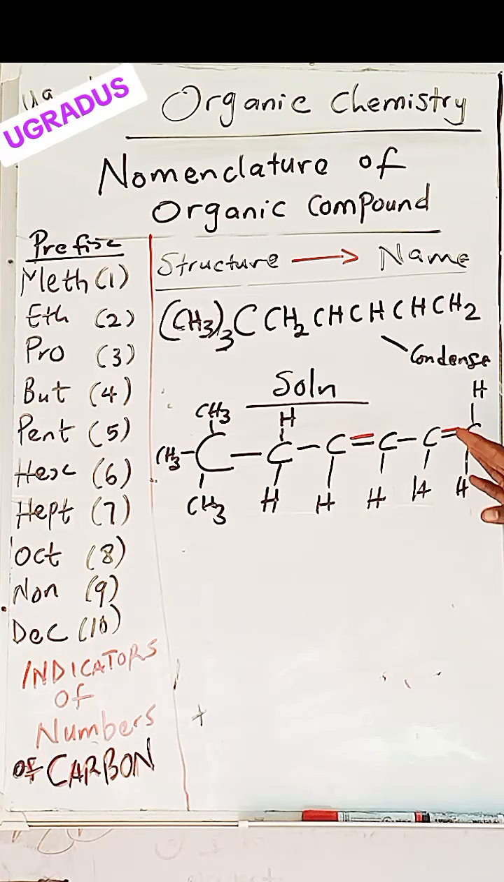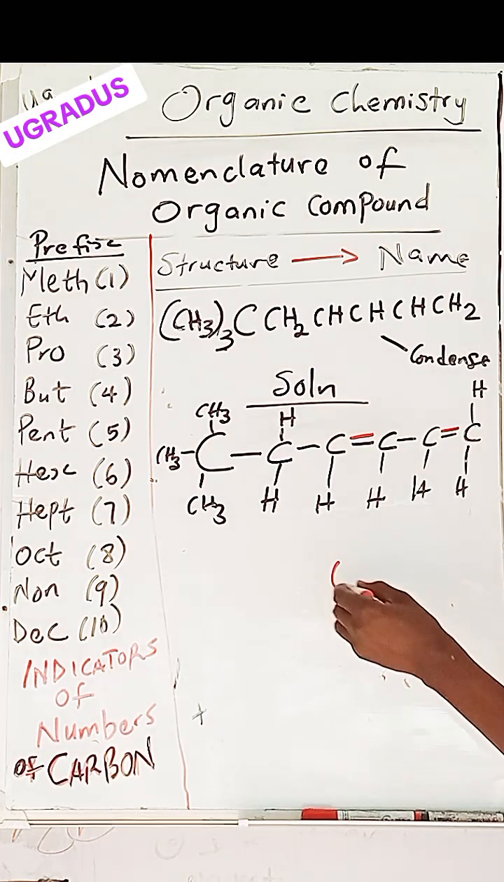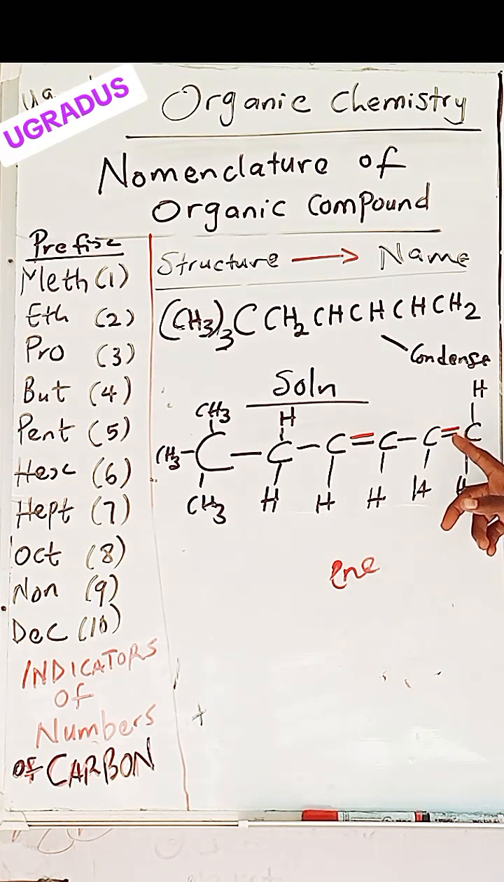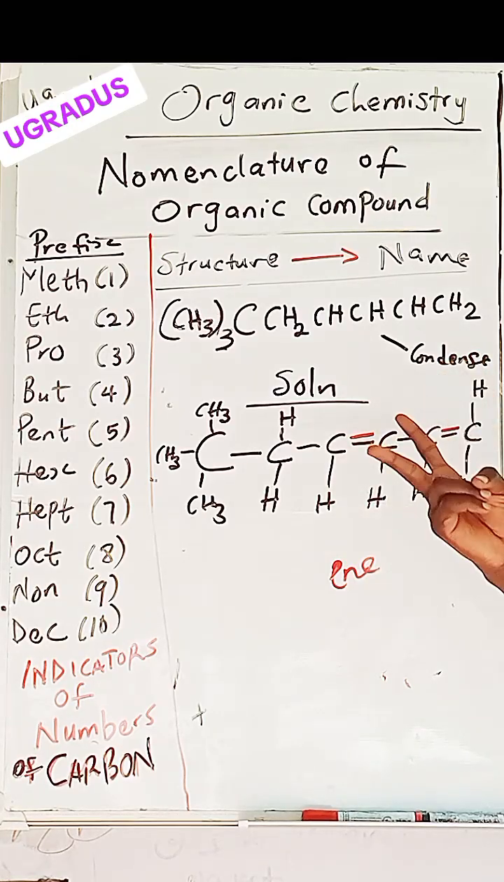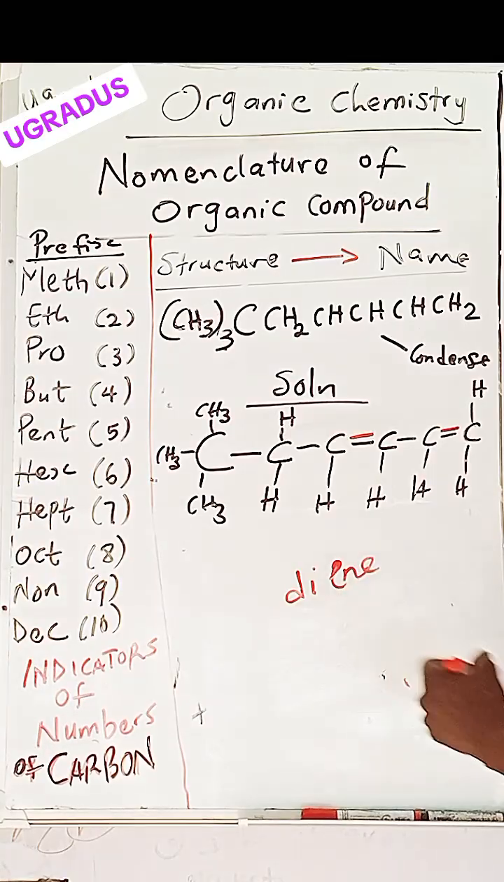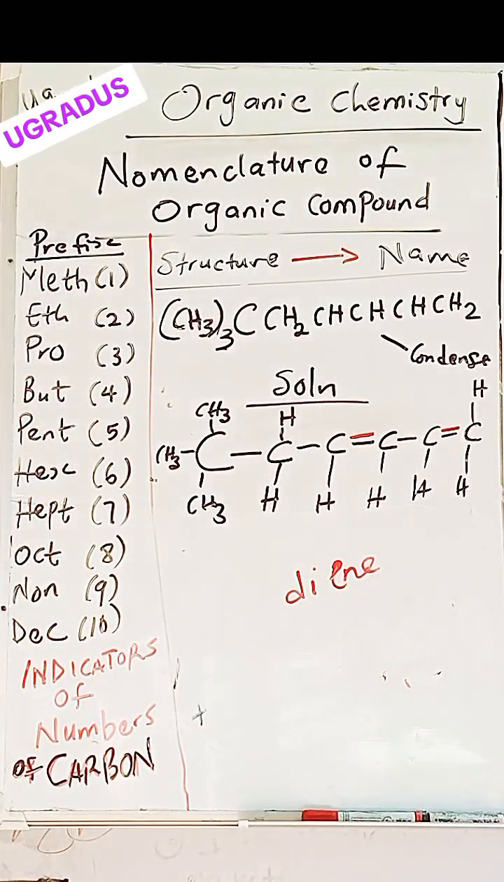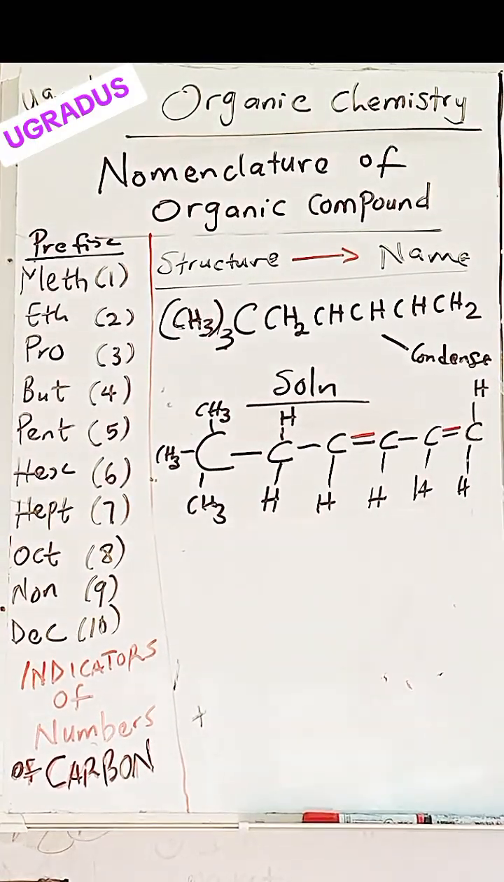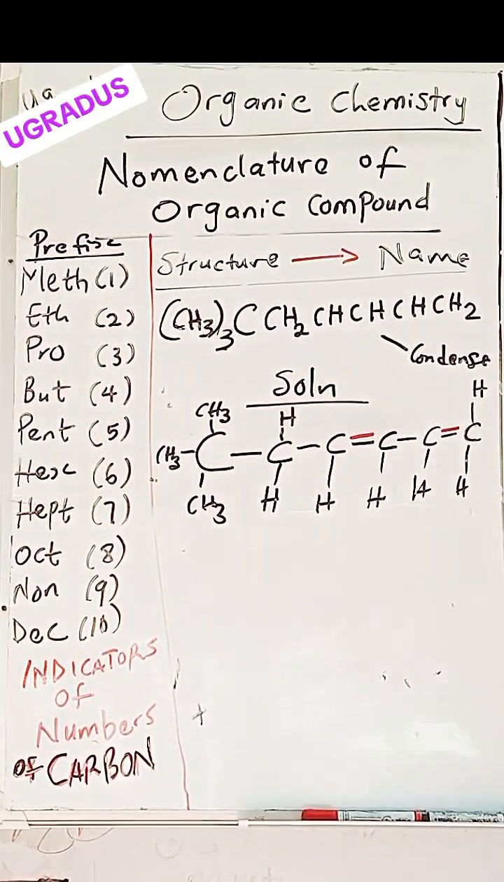Now, for this compound to have double bond, it means it is an alkene, E-N-E. It is an alkene compound. It's an example of unsaturated hydrocarbons that have double bonds. But how many double bonds are you seeing here? That's 2. So this is a diene. A diene is an alkene compound that has 2 double bonds, that has more than 1 double bond. So the double bond is 2, therefore it is a diene.